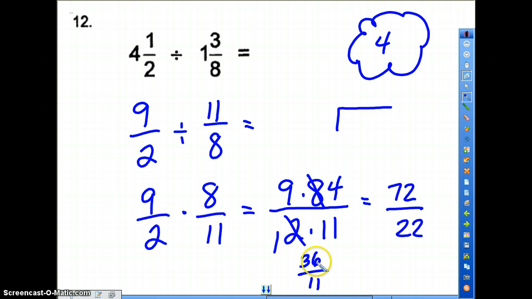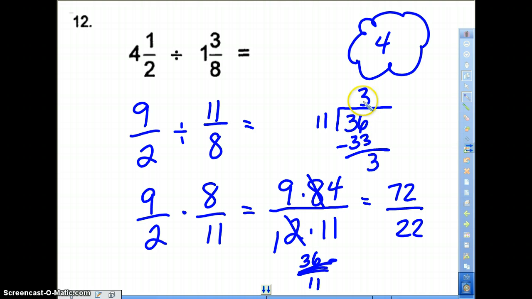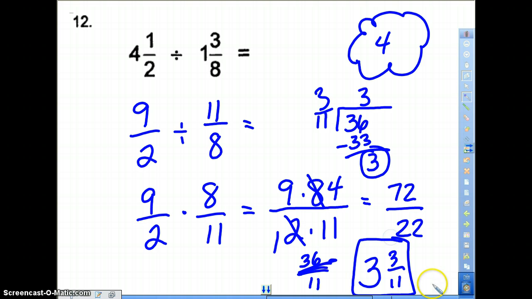So this says 36 divided by 11. 36 goes in the house, 11 goes out here. 11 goes into 36 3 times. Subtract. All right, so leave your answer like that. Your answer is 3 wholes and another 3/11ths of another whole. Does that match our prediction or our estimate?